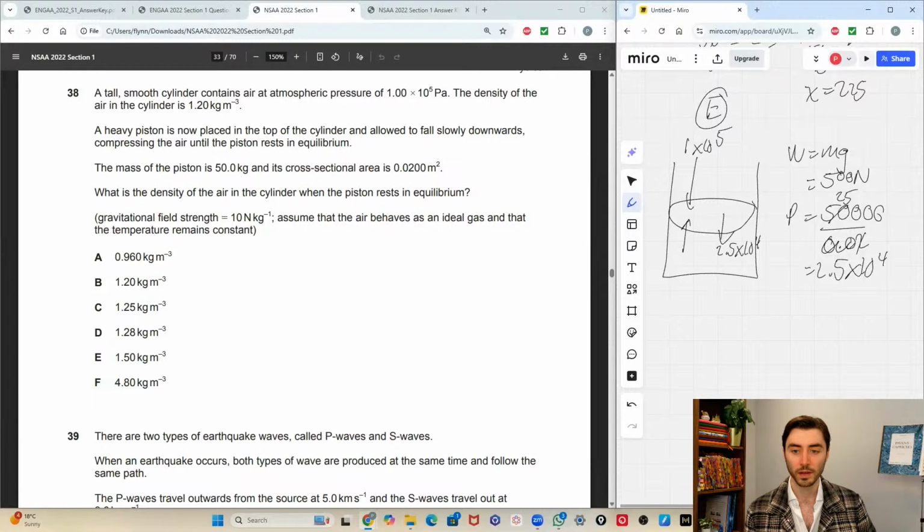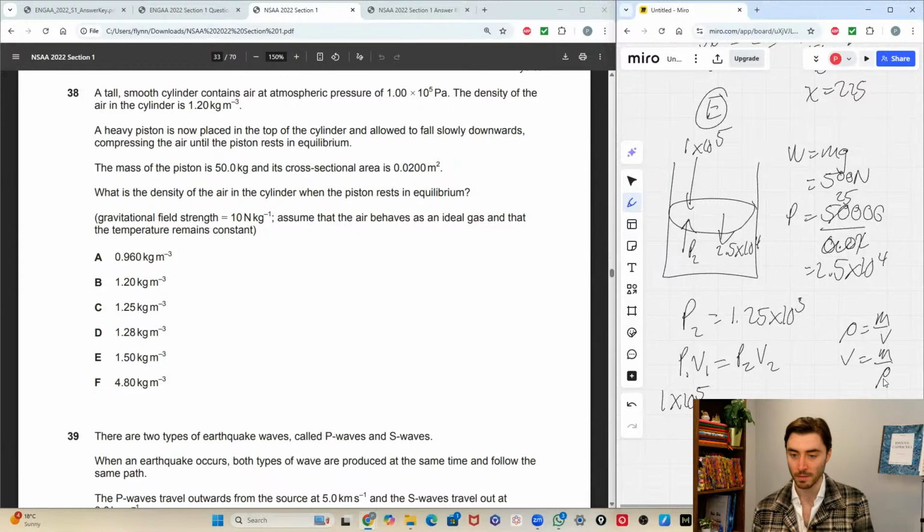And then you've got the new pressure of the gas acting up, and these are in equilibrium. So what we know is that the new pressure of the gas is 1.25 times 10 to the 5. And we know that P1V1 equals P2V2. So 1 times 10 to the 5. Now, density is mass over volume. So volume is mass over density. Gas cannot escape, so the mass is the same.